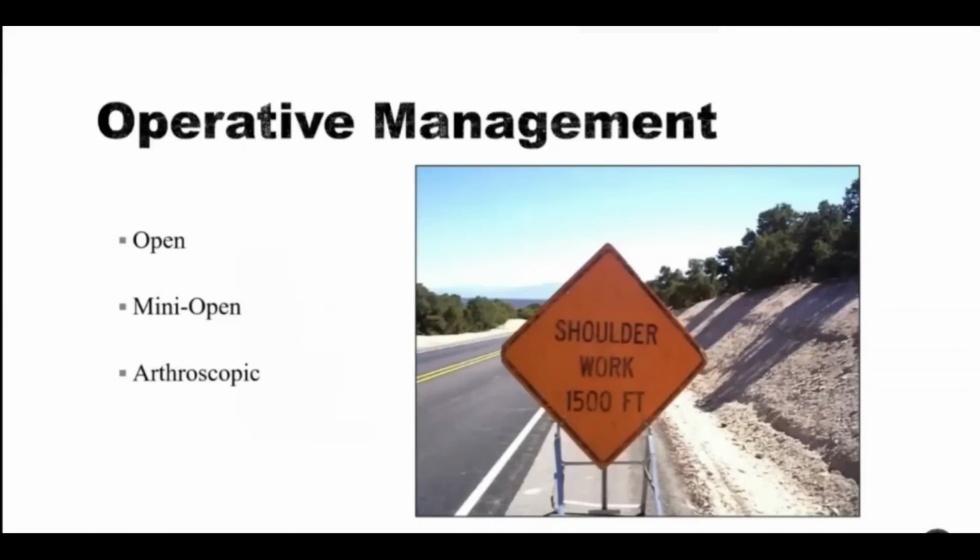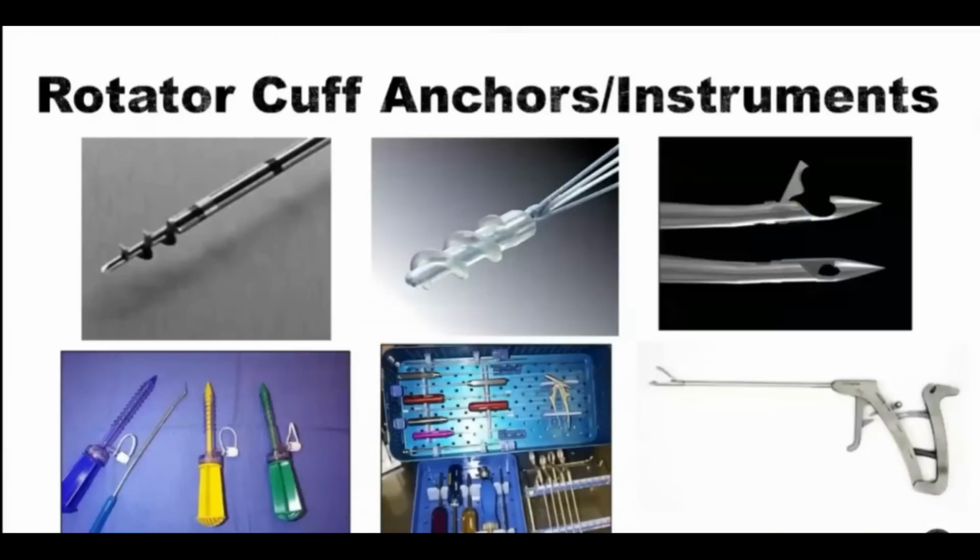Operative management, there are several different ways this can be done. It can be done open, mini open, or arthroscopic, which is far and away the most common method that we use today. There are several different instruments and implants that can be used to fix rotator cuff tears.